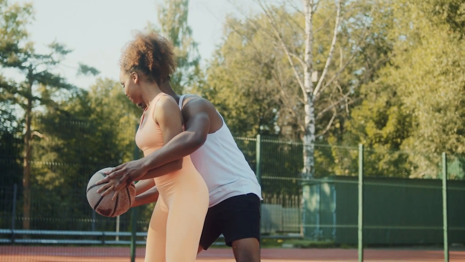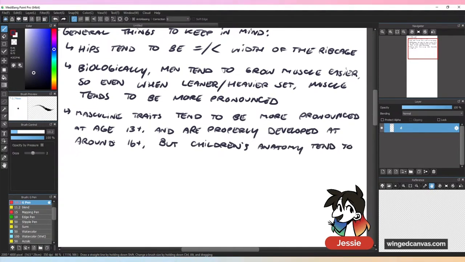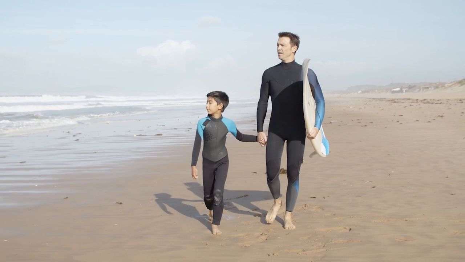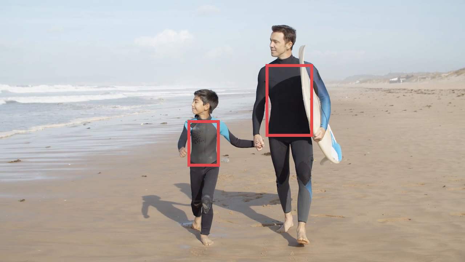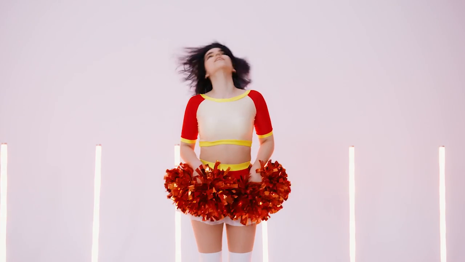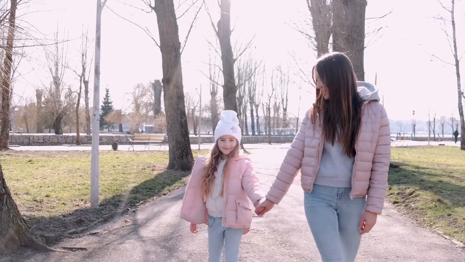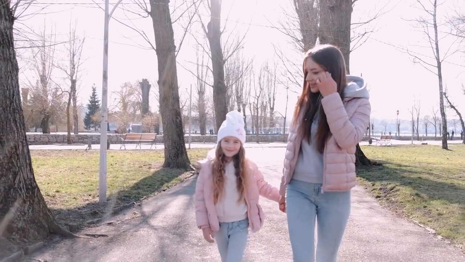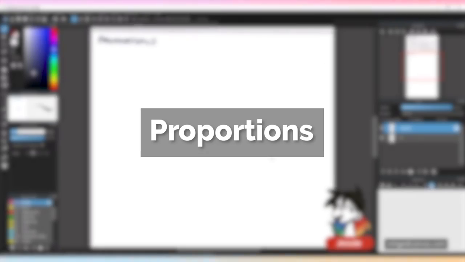Masculine traits tend to be more pronounced at age 13 plus and are properly developed at around 16 plus. However, children's anatomy tends to follow the same or similar rules as men. When we're drawing kids, a lot of these proportional rules, like hips tend to be equal to or less than the rib cage, the general straight up and down rectangle, are closer to men than to women. When women hit puberty, 13 plus, we tend to go through more drastic changes compared to a man. Drawing the transition between a kid and an adult tends to be a bit easier going from boy to man than from girl to woman.